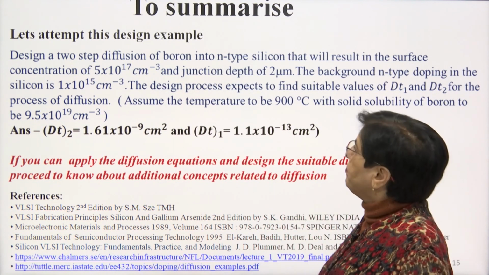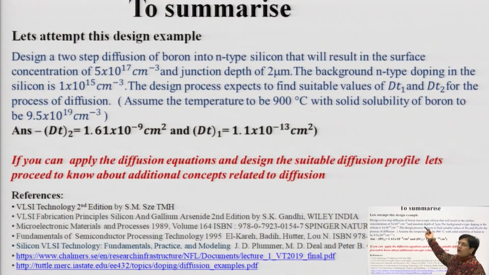To summarize, you have one more example being given. Design a two-step diffusion of boron into n-type silicon that will result in a surface concentration of 5 into 10 raised to power 17 per centimeter cube and a junction depth of 2 micrometer. So, you are given the surface concentration, you are given the junction depth xj, and the background n-type dopant concentration Nb is also given to you.